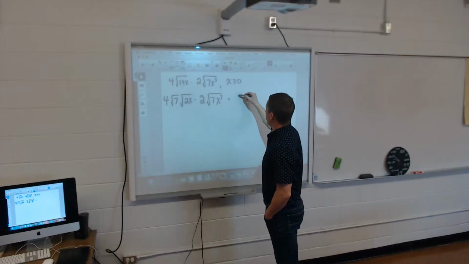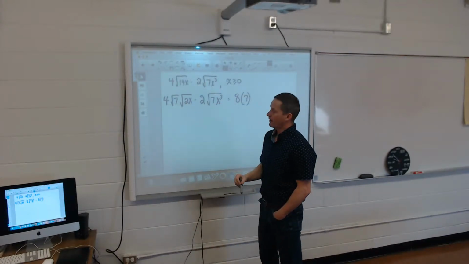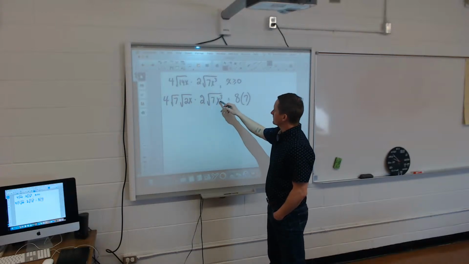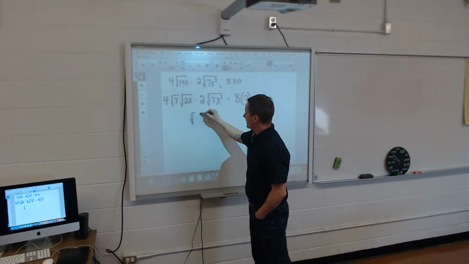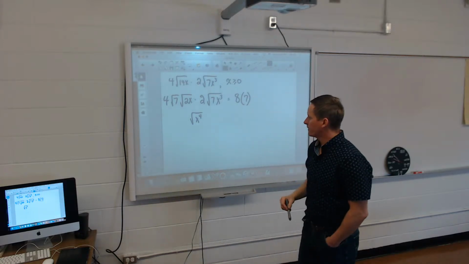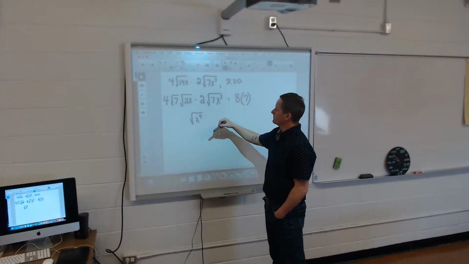4 times 2 is 8. So I multiply my, now here's 1. The square root of x times the square root of x cubed. So I'm just going to write it below. Now, what you're going to find is I'm going to get messy with this a little bit. I like to write things just so that I can have a visual.